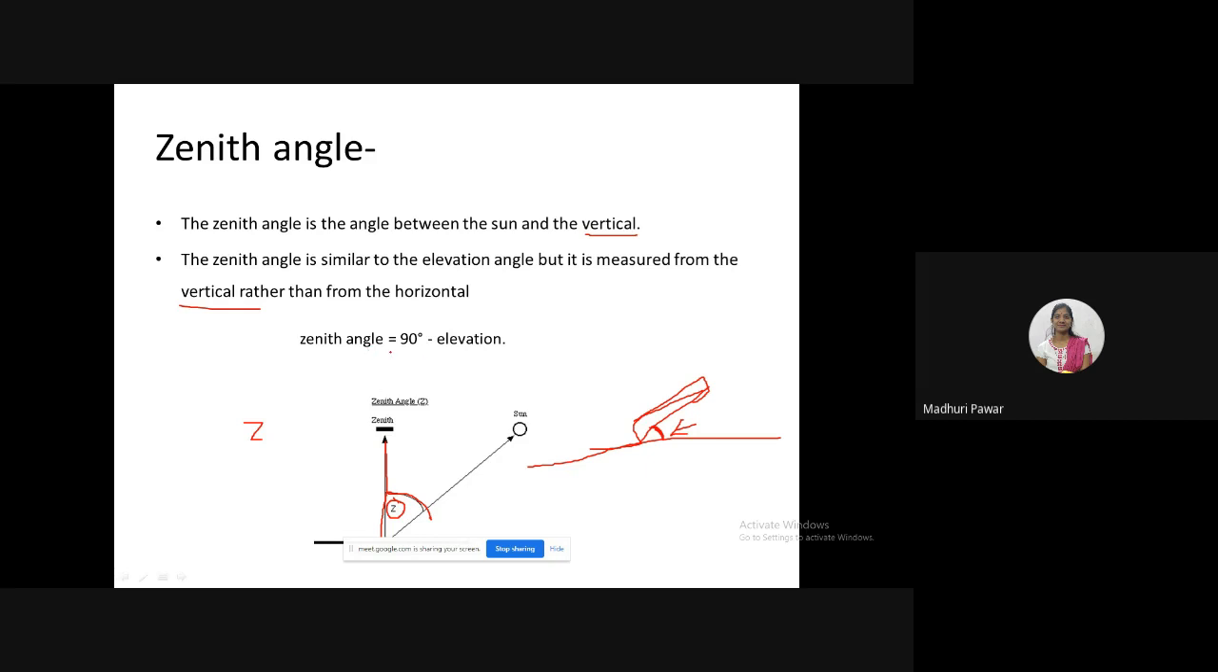Zenith angle is equal to 90 degrees minus the elevation angle. This is the formula related to the elevation angle. There is another formula, Z is equal to pi by 2 minus alpha. This alpha is nothing but the elevation angle or tilt angle. Or you can write our formula in this way also for the zenith angle.